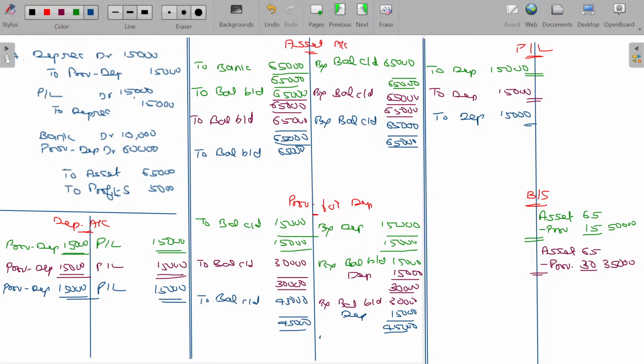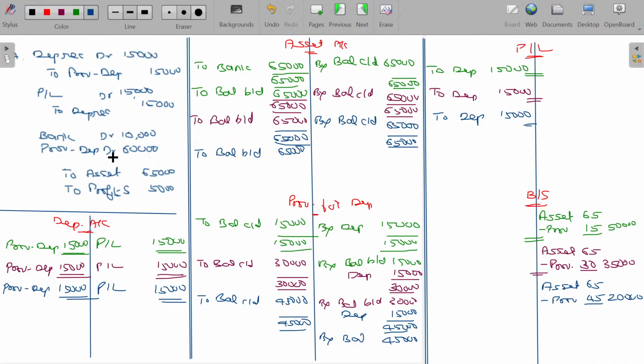Ledgers are having the balances. One is all about asset. So I take this to the balance sheet asset side, value being 65,000. And we have the balance in provision that should be subtracted from here, which is 45. The WDV of the asset being 20,000. So with that, we have completed the third year.